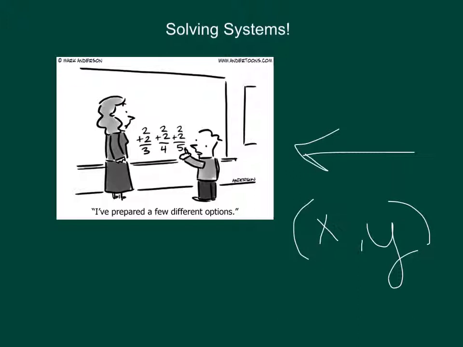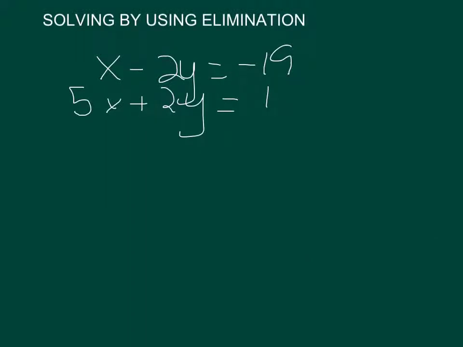So let's solve one of our problems using elimination. The reason we solve using systems is because we have two variables and we need to figure out a way to solve for one so that we can get the other. So in this example I have here, x minus 2y equals negative 19 and 5x plus 2y equals 1 is a beautiful example for elimination.